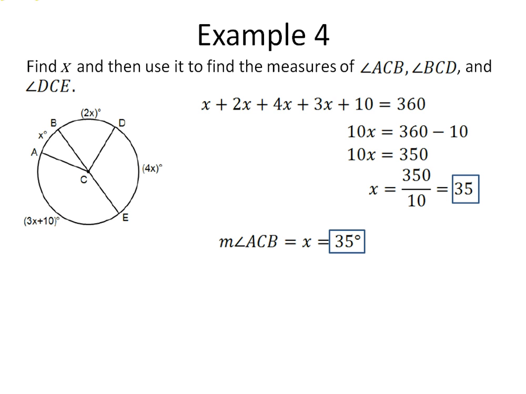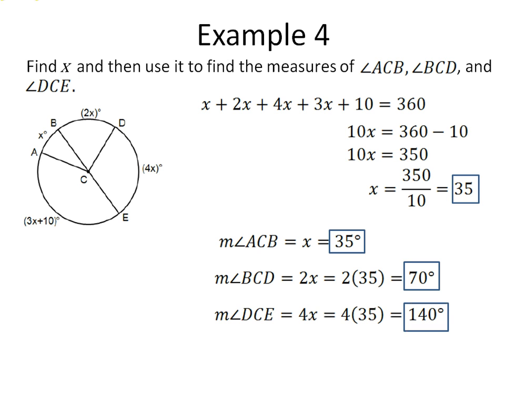Angle BCD subtends an arc of 2x. Once again, we substitute this in since it's a central angle, and that gives us 70 degrees. And then lastly, angle DCE is represented by an arc of 4x. Once again, it's a central angle, so all we do is substitute the 35 in, find the arc measure, and that is by definition going to be the same as the central angle DCE, so that's 140 degrees.